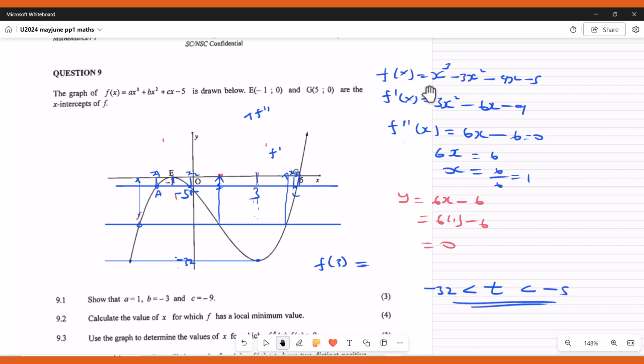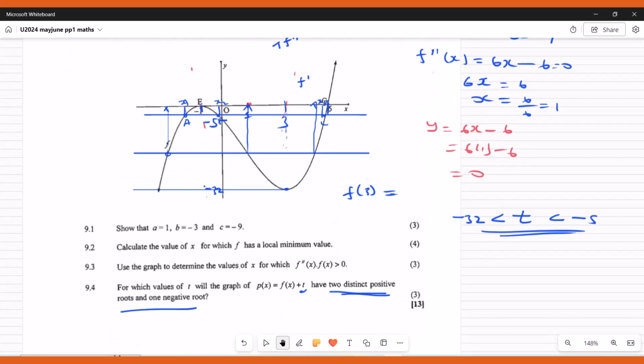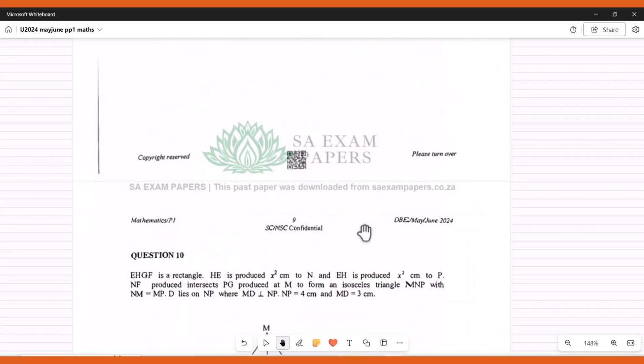That's our answer, which is 9.1 for 9.4. Okay, next question here. Let's find out now.